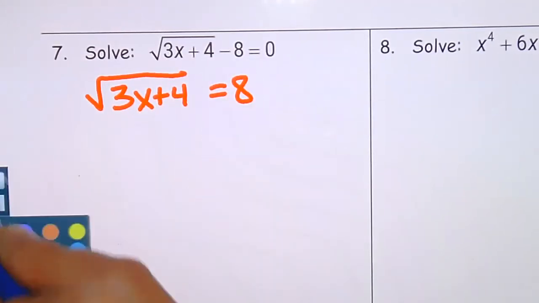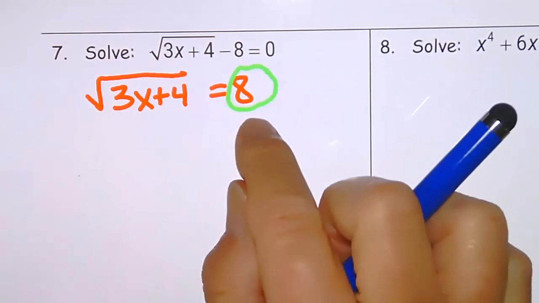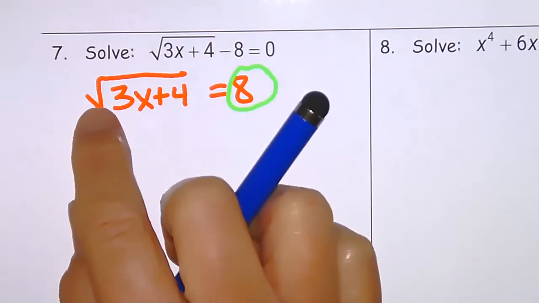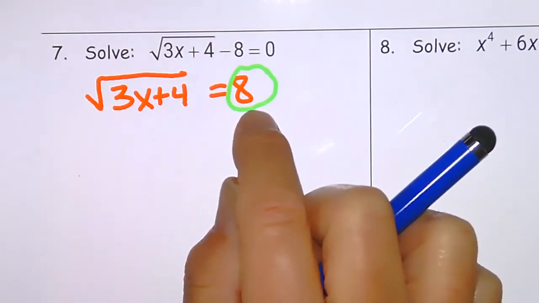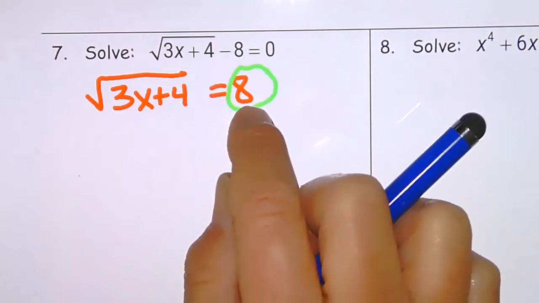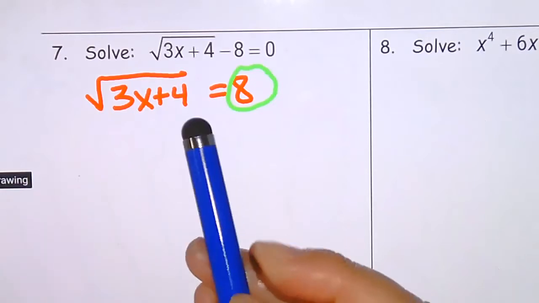Now, once I get that isolated, I want to always check to see what sign this is. When you have a square root, a principal root, positive square root, this needs to be positive, or it can be 0 or a positive. It just cannot be negative. So this is not negative. If it happened to be negative, we're done. Our answer is no solution. But since it's not, we're going to work this out.